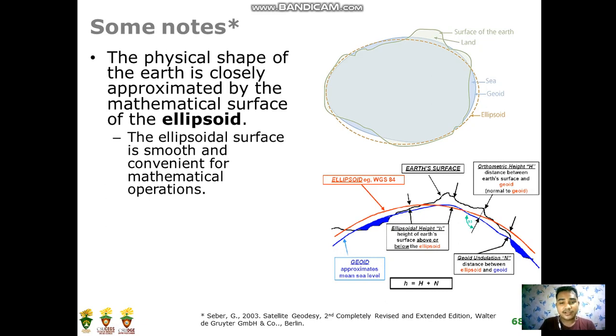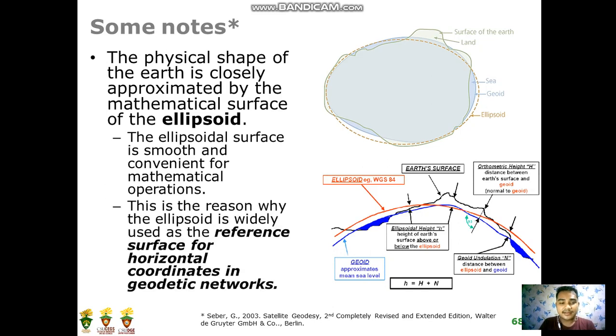It's because the geoid is irregular, right? That is what we discussed a while ago. And this is the reason why the ellipsoid is widely used as a reference surface for horizontal coordinates in geodetic networks. Since it is smooth and has a geometric relationship, we only use it for horizontal coordinates in geodetic networks. Take note, horizontal coordinates.